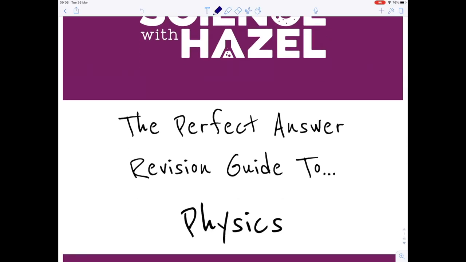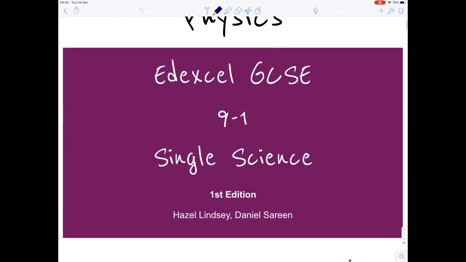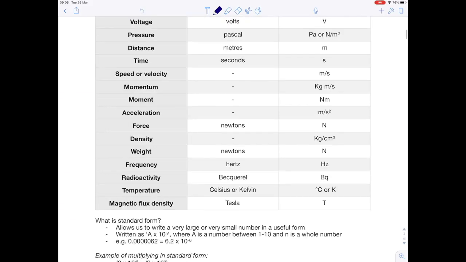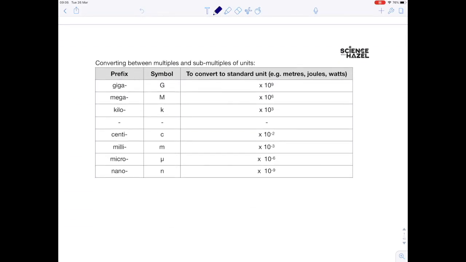So I've opened up my perfect answer revision guide for physics. This is actually applicable for chemistry, biology, but we're going to scroll straight down to this page of the revision guide, which is converting between multiples and submultiples of units. This is a list you're going to have to learn in the way that you've learned what the role of the nucleus in the animal cell is, for example. You've got to learn this, and don't forget, because these questions come up all the time.